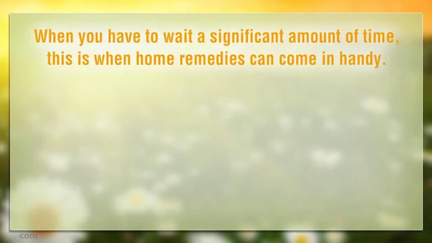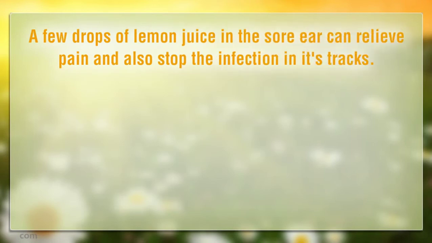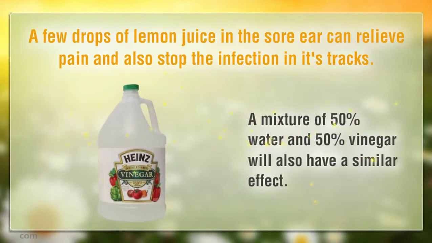When you have to wait a significant amount of time, this is when home remedies can come in handy. You can use over-the-counter ear drops if you have any on hand, but if not, there are some remedies you can make using ingredients that you might have in the kitchen. A few drops of lemon juice in the sore ear can relieve pain and also stop the infection in its tracks. A mixture of 50% water and 50% vinegar will also have a similar effect.